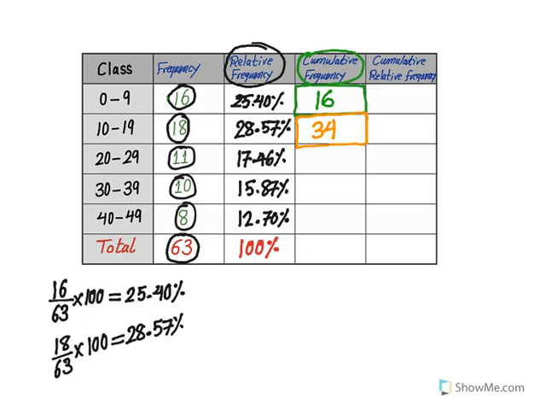So actually, this 16 is just the same as the number here. The 34 is the 16 plus the 18. And then the next one will be the 16 plus the 18 plus the 11. Add them and you will get 45. And then for the next one, you add another 10, so you'll get 55. Then you'll add an 8 and you get 63.